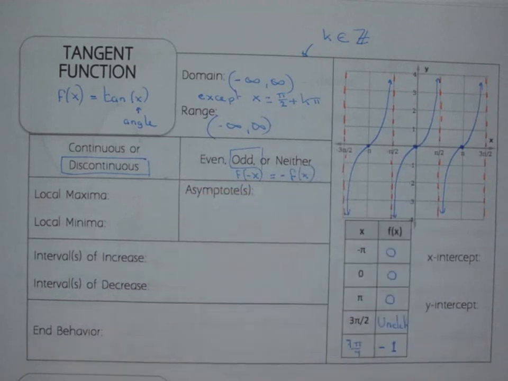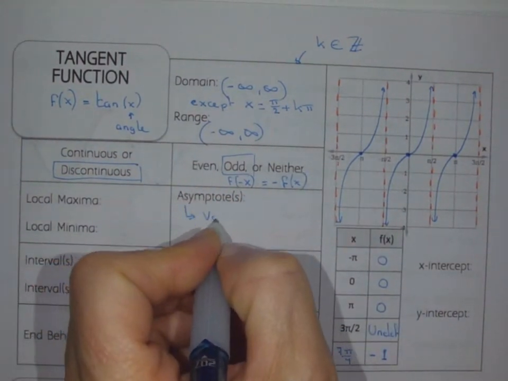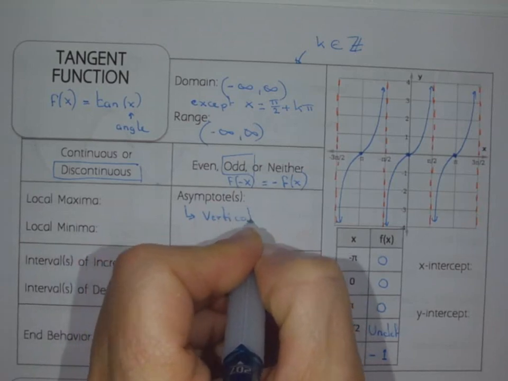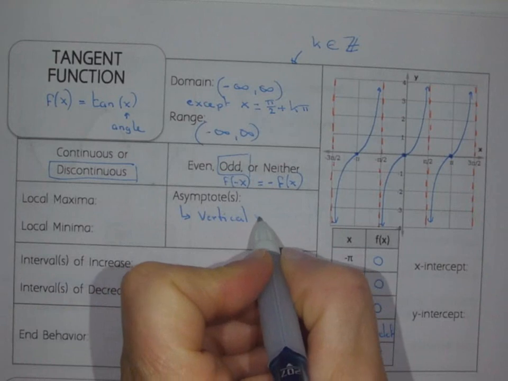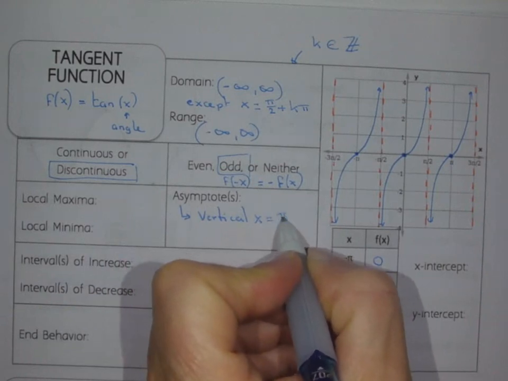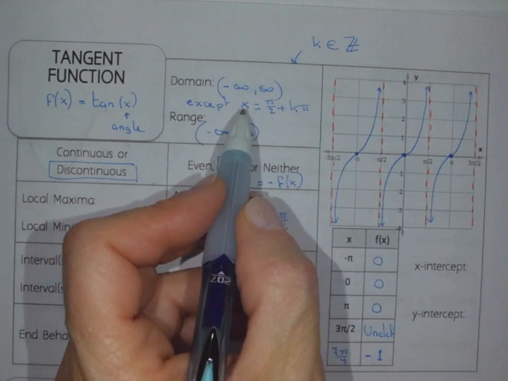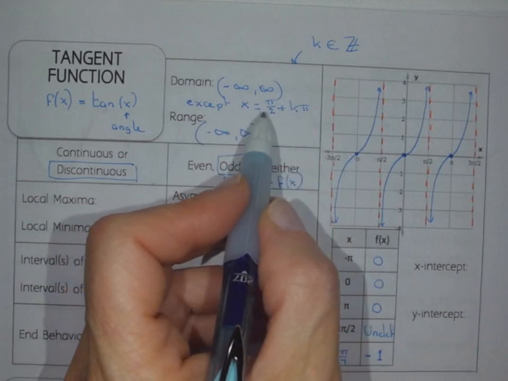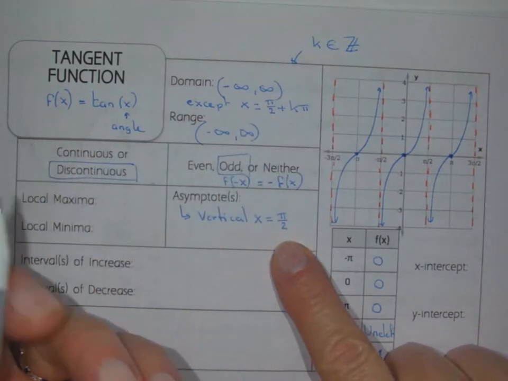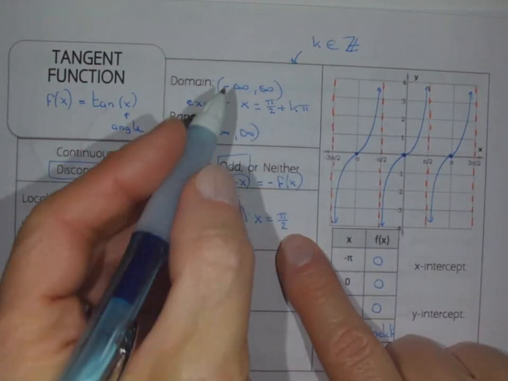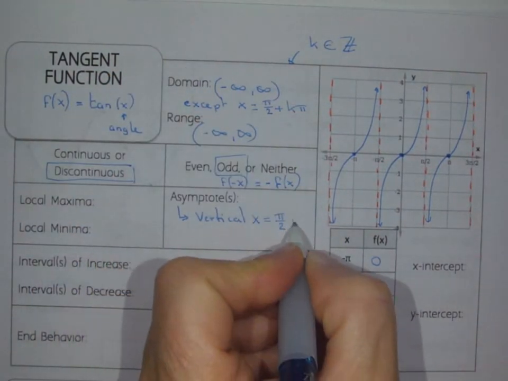The asymptotes are going to be vertical as opposed to horizontal, right? And they're going to be at x equals pi over 2. So remember what we said here, for the restriction on the domain, those x values are not part of the domain because that's where I have a vertical asymptote. So that's exactly where my vertical asymptotes are, right? So we just recopy that from up here. So at x equals pi over 2 plus k pi, okay?